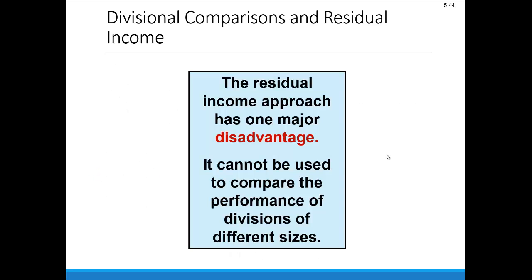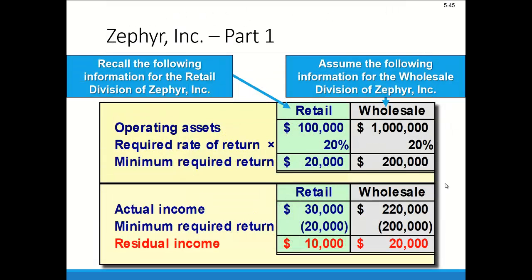So one thing for us to be aware of with residual income, since it seems like in some cases it could be preferred above return on investment, is that there is a disadvantage with regard to comparability. It really can't be used to compare the performance of divisions or segments or firms even of different sizes. So let's illustrate that here. We had the retail division of Zephyr a minute ago. We said they had operating assets of $100,000, required rate of return of 20%. They had actual income of $30,000, so they were generating residual income of $10,000.